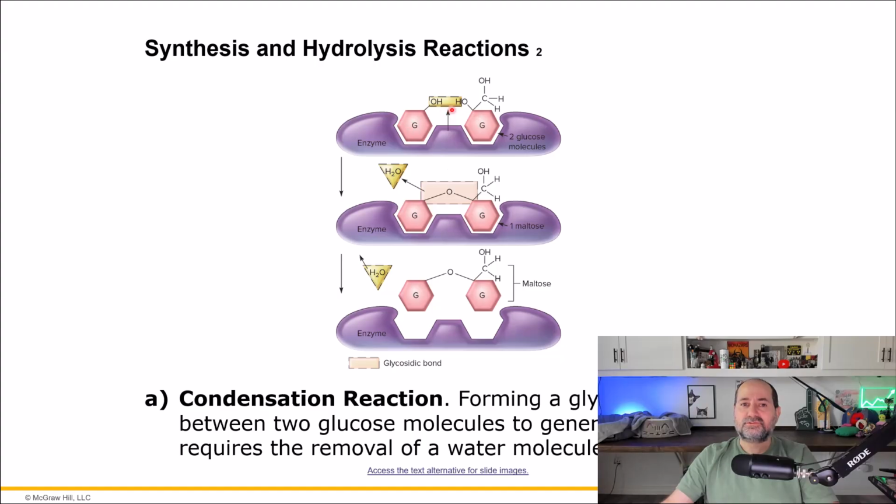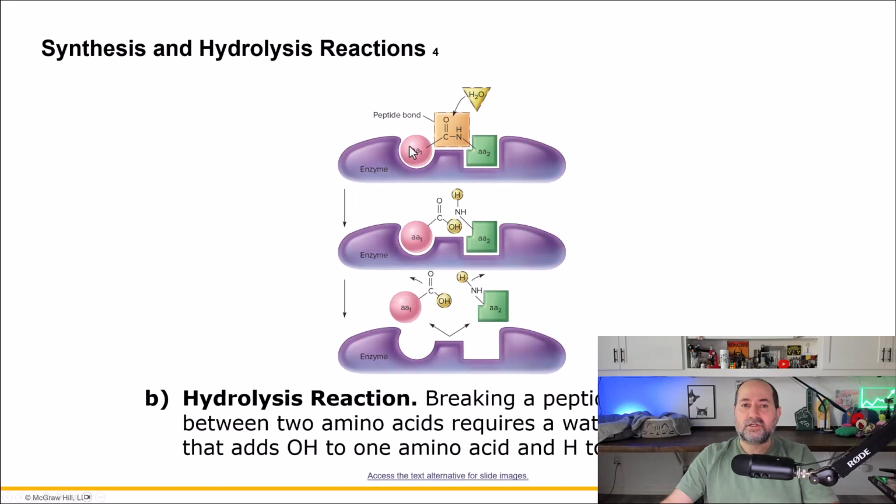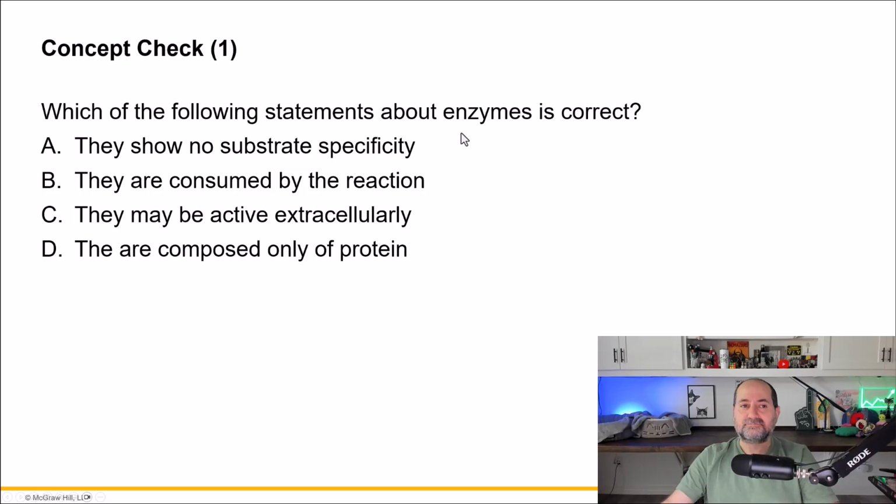Macromolecules are produced by a process known as condensation reaction, or by dehydration reaction or dehydration synthesis. Those all mean the same thing, essentially removing water to make a bond, while macromolecules are broken down by hydrolysis, introducing water to break a bond.